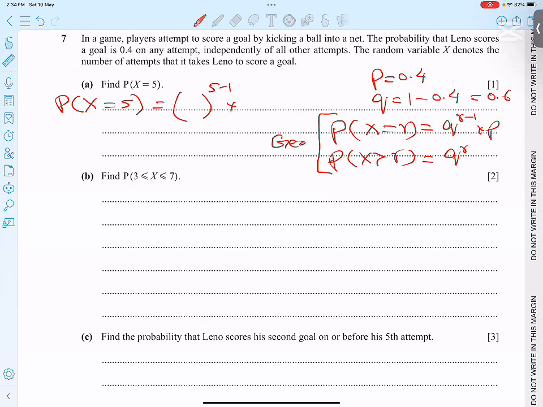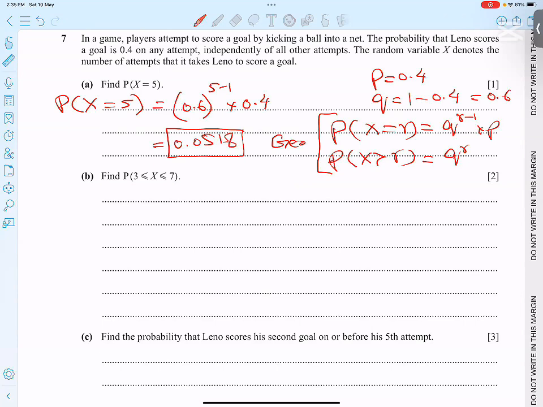And Q is 0.6 and P is 0.4. And if you check it in the calculator, it is giving us, to 3 significant figures, 0.0518. I hope the concept is very clear. And let's talk about the next part.